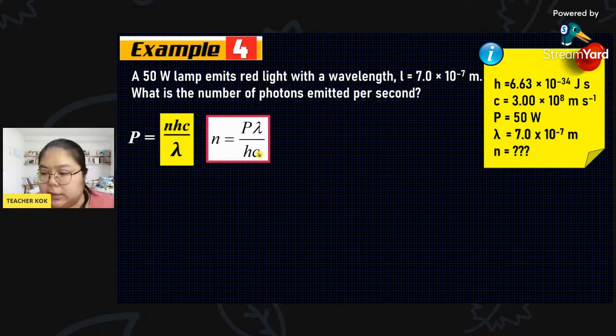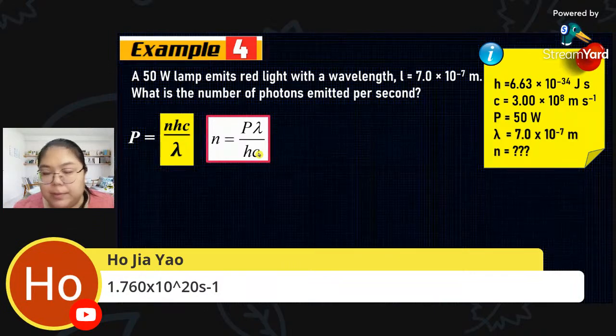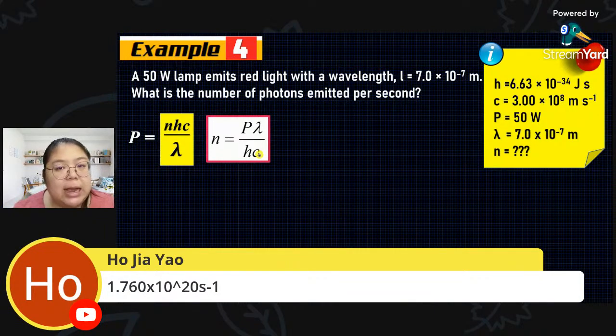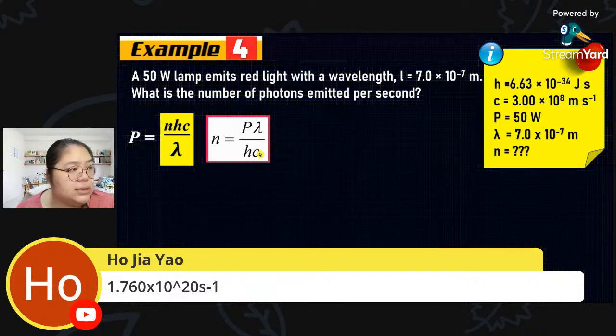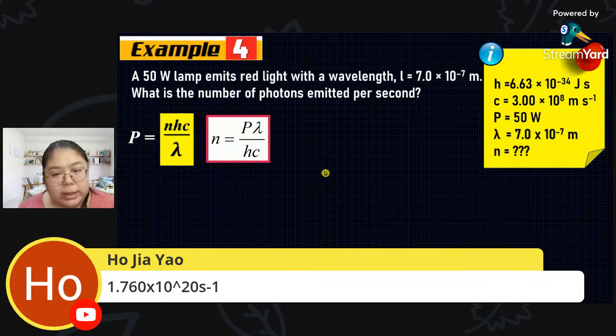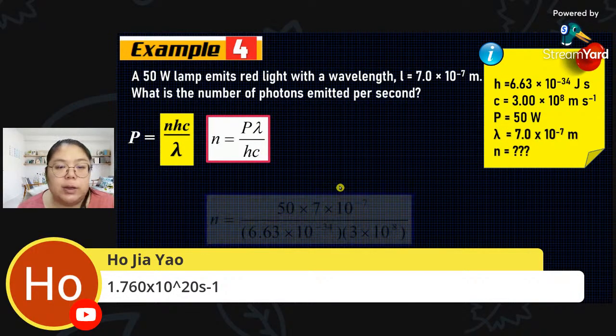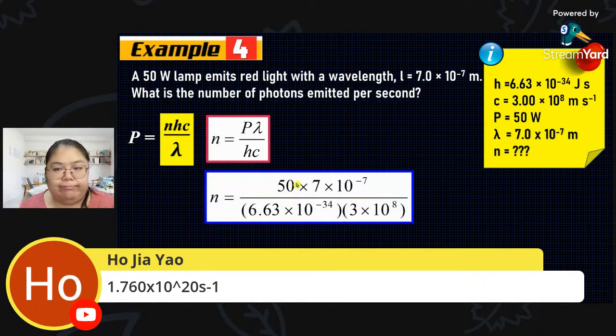Okay, Cha Yao gave me already. Remember the N has a unit. They say per second already, so that means it has a unit. Cha Yao's answer is 1.760 times 10 to the power of 20 per second. So we just apply all the information in. All the info you list out, then you just put in.